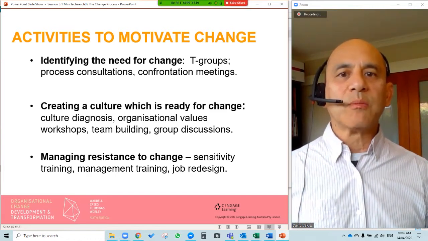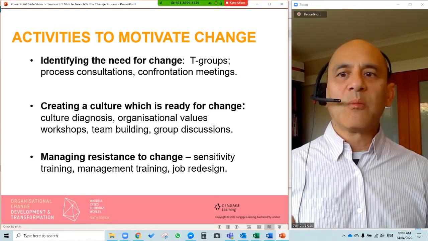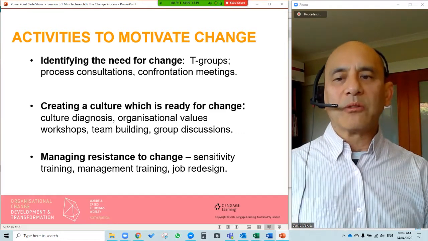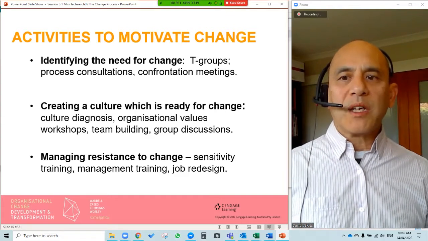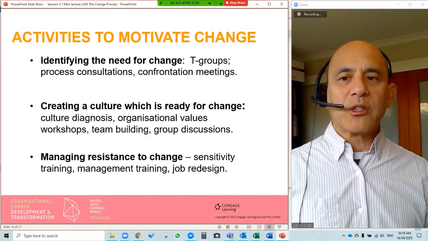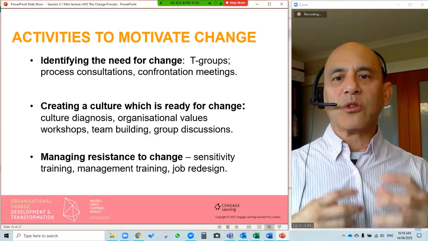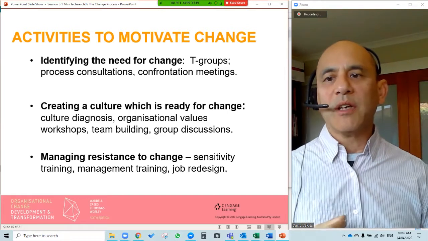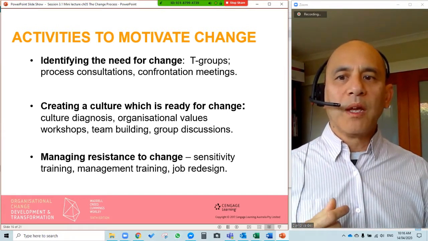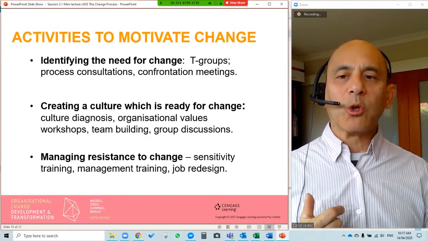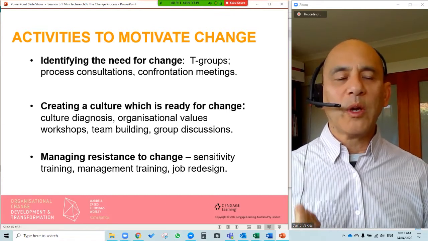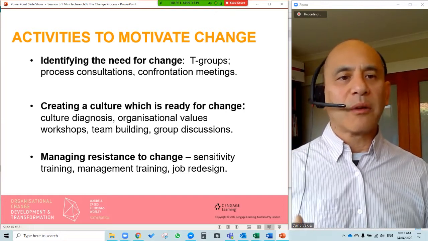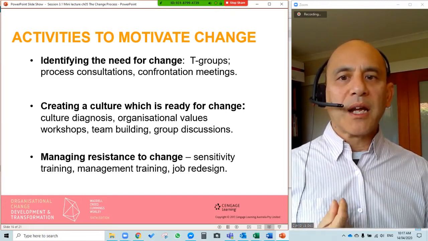We can do this by, again, having T groups, process consultations, confrontation meetings that bring the problem out in the open. We can create a culture that is ready to change. A culture that is continually changing is one way we can develop that motivation. So we have an organizational culture where we're always continually diagnosing what the problems are and figuring out solutions to them.